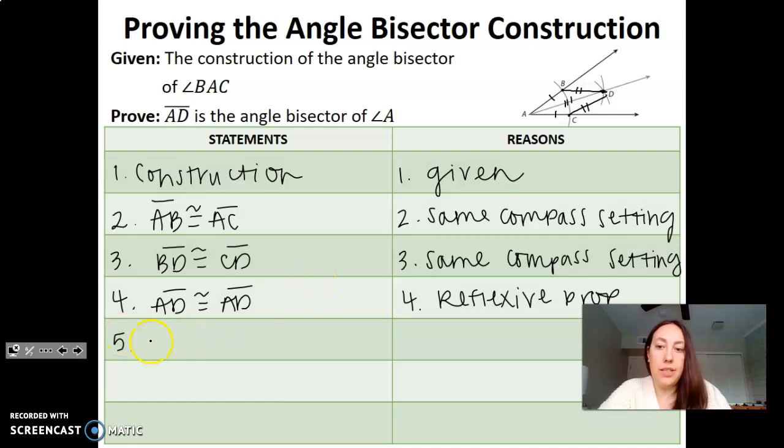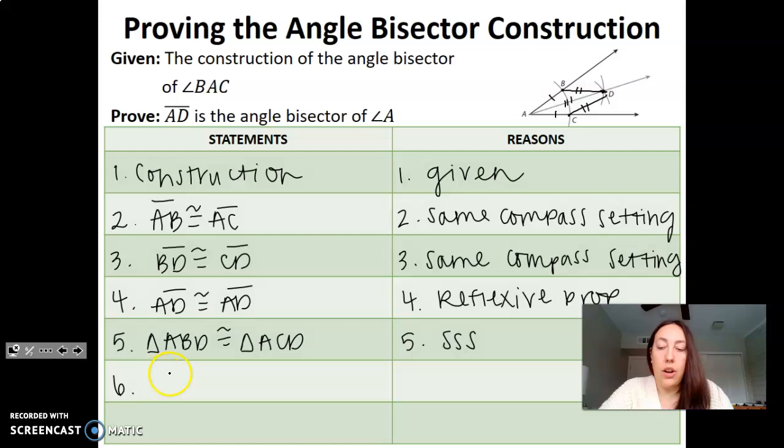Okay, so now we can see our two triangles are congruent. Triangle ABD has to be congruent to triangle ACD, and the reason for that is side, side, side. We can see that we have 3 pairs of congruent sides between our two triangles, right? We've talked about 3 sets of sides here.